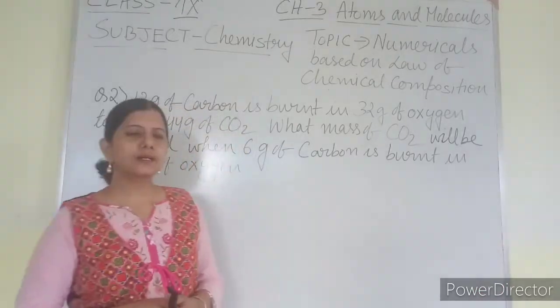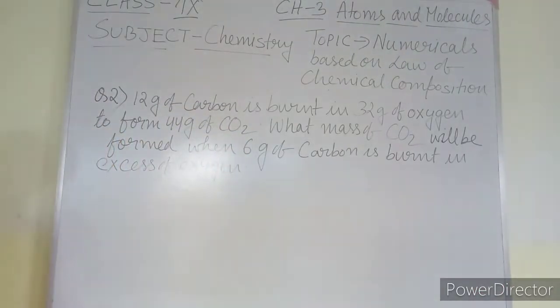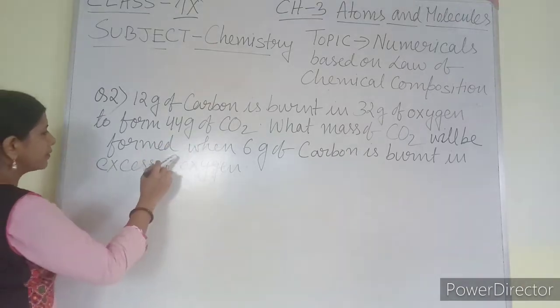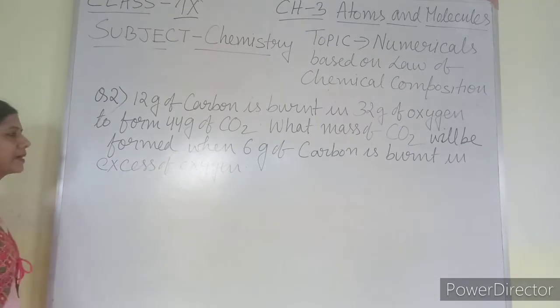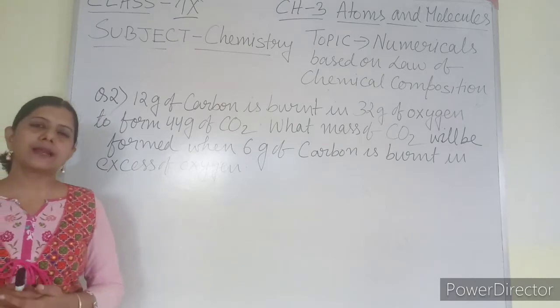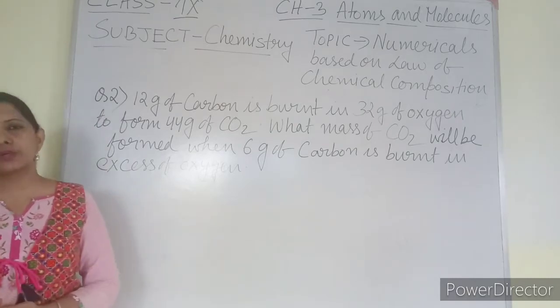So this is the second question. Second question is, 12 gram of carbon is bonded with 32 gram of oxygen to form 44 gram of CO2, that is carbon dioxide. What mass of carbon dioxide will be formed when 6 gram of carbon is bonded in excess of oxygen? So this is a question which can be solved by a junior student also.